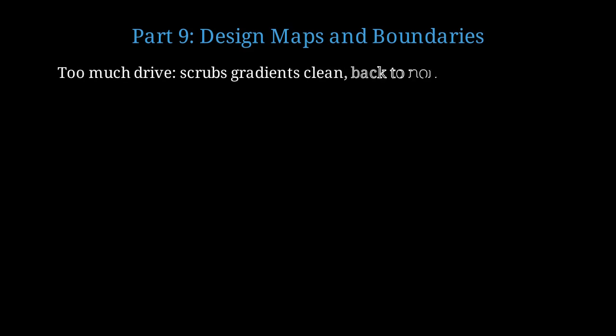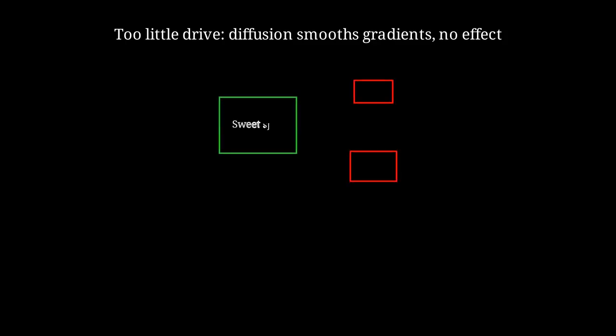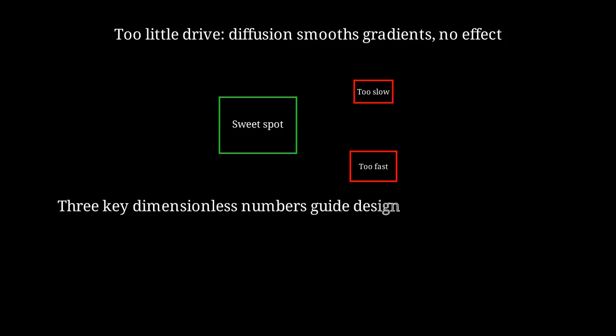Finally, let's understand when this phenomenon works and when it fails. Too much driving pressure scrubs gradients clean, returning to normal positive resistance behavior. Too little drive and diffusion smooths out the gradients before they can build up. The design space has a sweet spot where gradients persist and the interface stays stable, with failure modes on either side. Three key dimensionless numbers guide the design: Marangoni number, Peclet number, and capillary number.